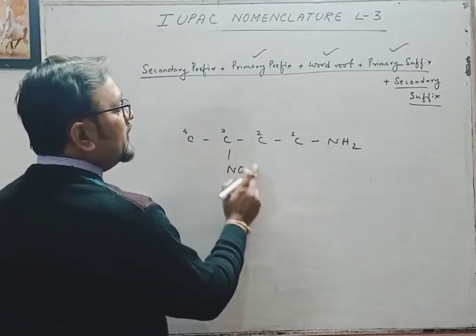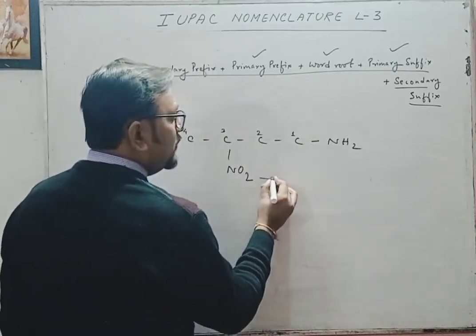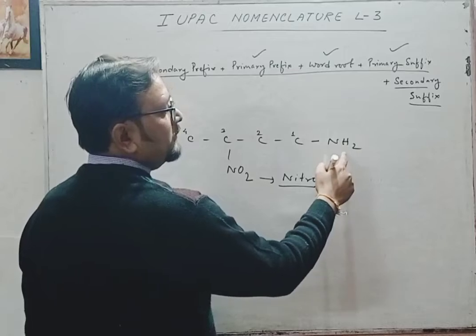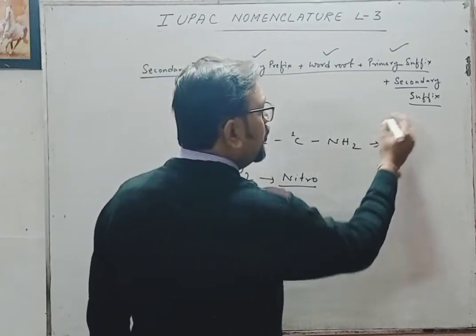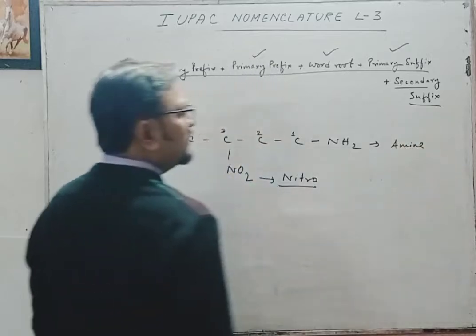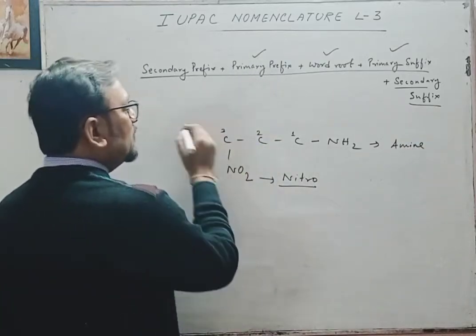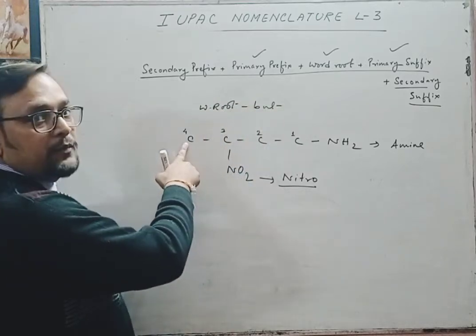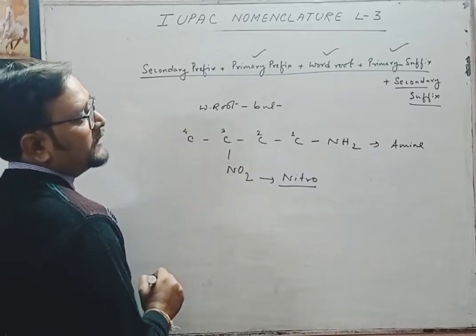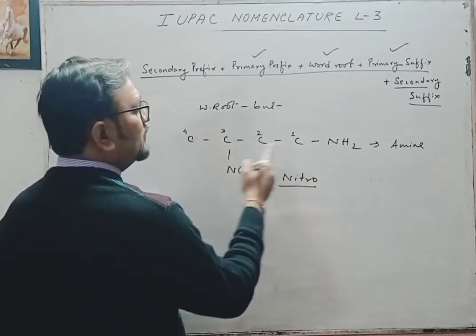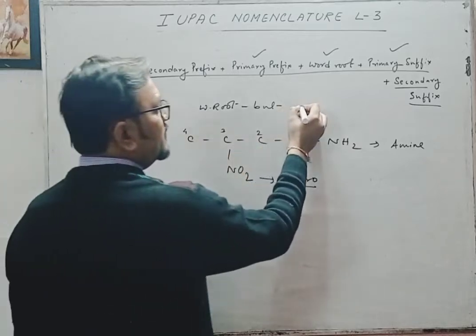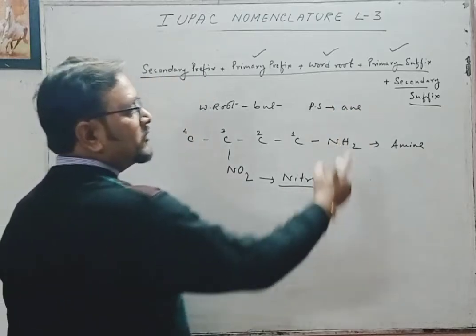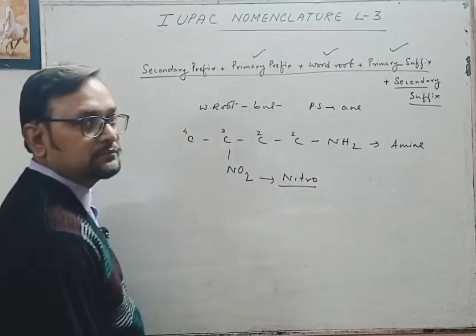So what is the secondary prefix here? For NO2 we will write nitro. What is the secondary suffix for this functional group? Amine. Yes, can you guess the word root here? The word root is but, because 4 carbons are here. So word root is but. And what else do I require? Primary suffix is meth, eth, prop, but. So the primary suffix obviously will be ane. Okay, but I will drop this e because a is also present here.